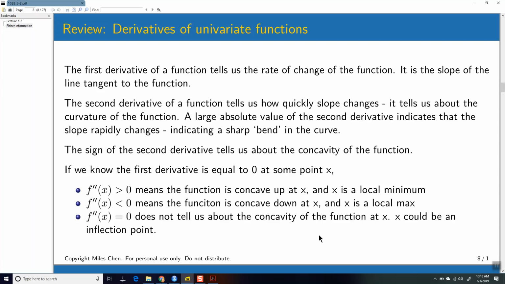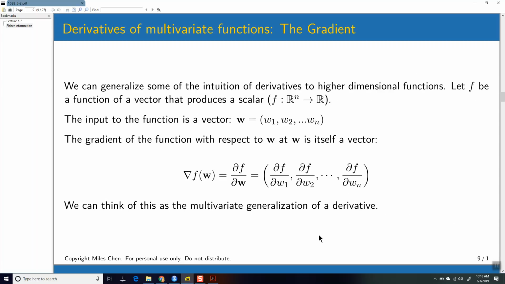So anyway, I think that part's intuitive, right? I think we got some intuition there regarding first and second derivatives. Okay. We're going to generalize this to multivariate functions.